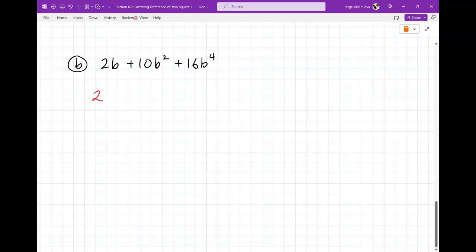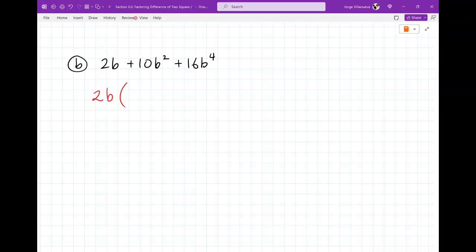And what about a letter? B. How many b's do they have in common? 1. Just 1, right? Because it's b to the first, b to the second, b to the fourth. They at least have 1 in common. So once I do that, then I'm going to divide, because remember, whatever you factor out, you're dividing. So you start off with your 2b in the very beginning.